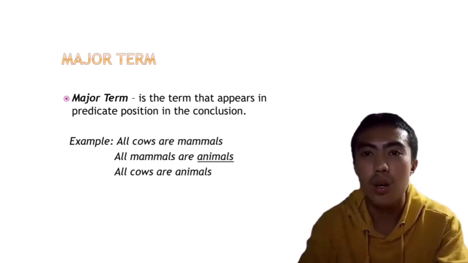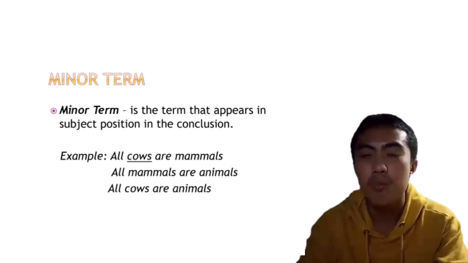Example, all cows are mammals. All mammals are animals. All cows are animals. The predicate position is animals. Second is the minor term. Minor term is the term that appears in subject position in the conclusion. Example, all cows are mammals. All mammals are animals. All cows are animals. The subject position is cows.